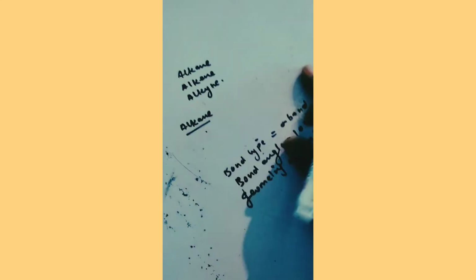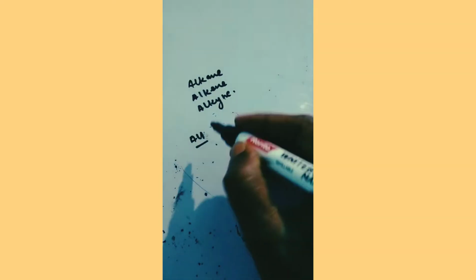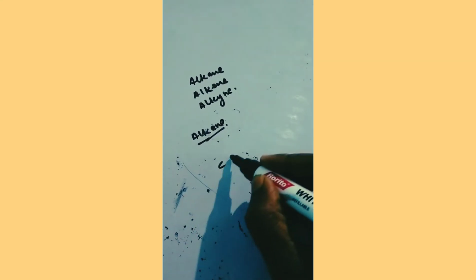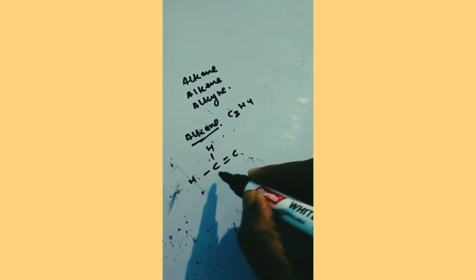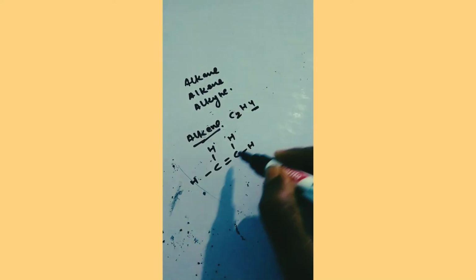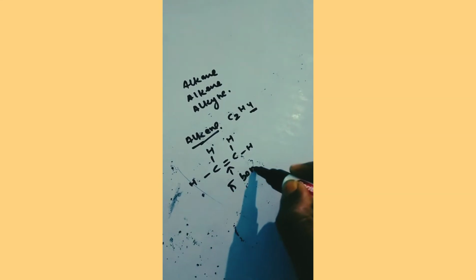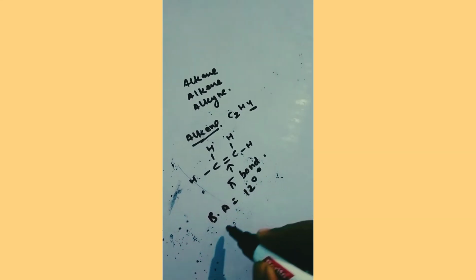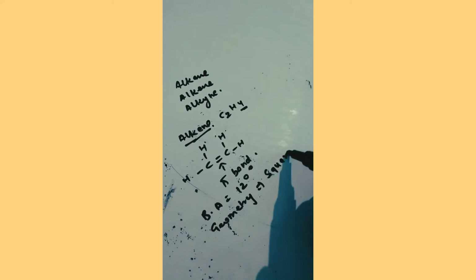Next we will discuss the alkene. We will take alkene here. The structure of alkene has a double bond present in the molecule. The simple molecule is C2H4, with 2 carbons and 4 hydrogens. The 2 carbons are attached by a double bond, so 1 pi bond will be present in the alkene. The bond angle will be 120 degrees, and the geometry will be square planar.